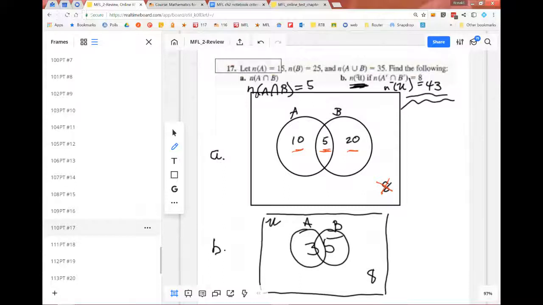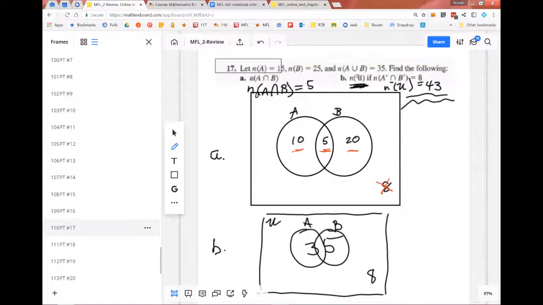All right, so now go down to B. This time, again, we have 15 in A, 25 in B. And when you join them, the joining is 35. It says find the number in the universal set if A complement intersect B complement, that number is 8.